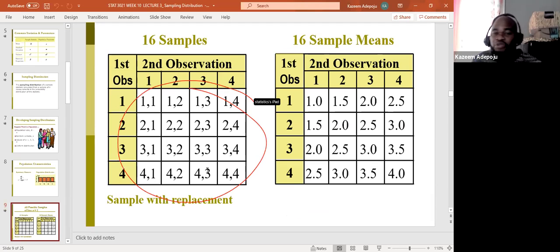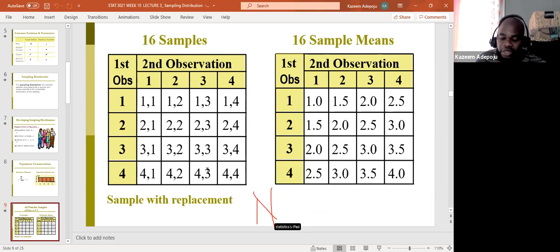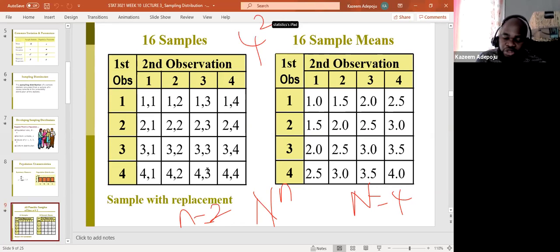If we want to know the possible number of pairs when sampling with replacement, it is going to be the population size raised to the power of the sample size. The population size was 4, right? And the sample size is 2. What is 4 raised to power 2? That is going to be 16.